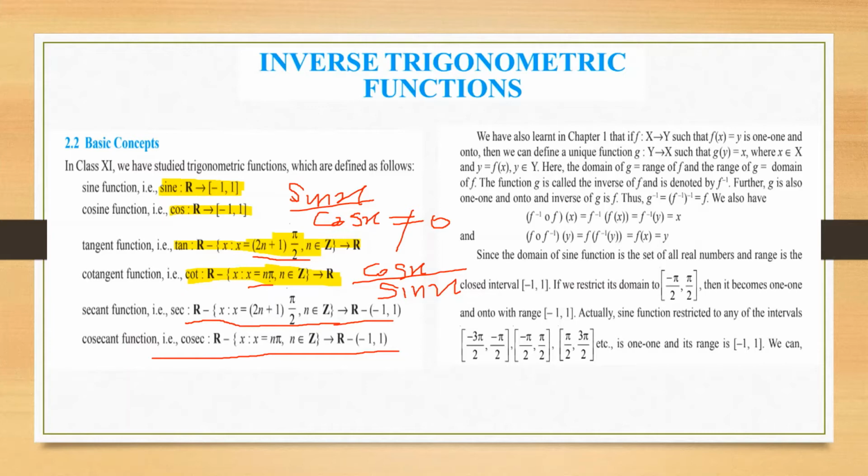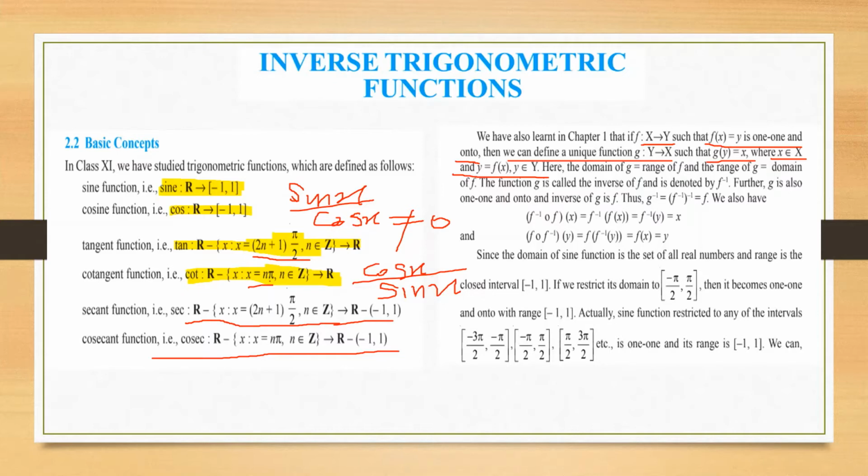We also have learned in chapter 1 that if f is a mapping from X to Y, and f is one-one and onto, then we define a unique mapping g from Y to X such that g of y equals x, where x belongs to X and y belongs to Y, and y equals f of x is the function. So we have learned this is the concept of inverse.